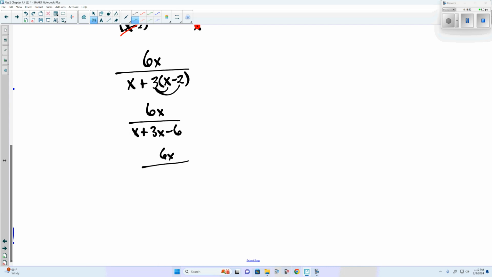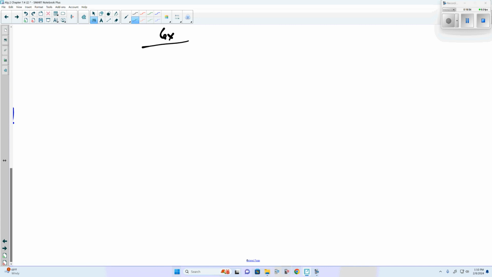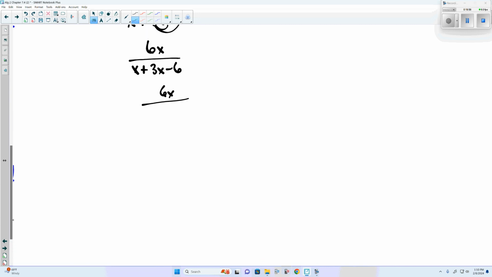Combine like terms. 6x over 4x minus 6. Now 6x won't factor. 4x and 6 can factor. Greatest common factor of 2. And if we factor it out, we're left with 2 times 2x minus 3.